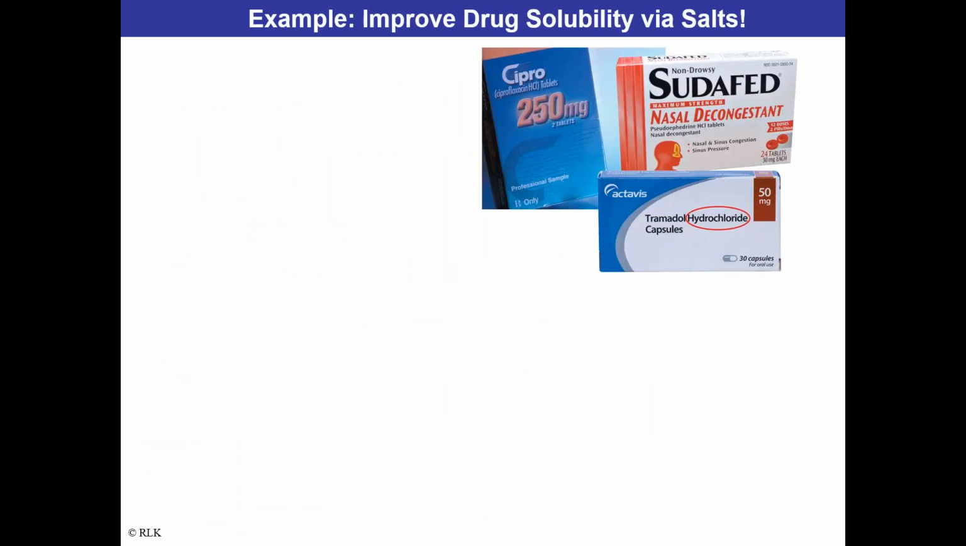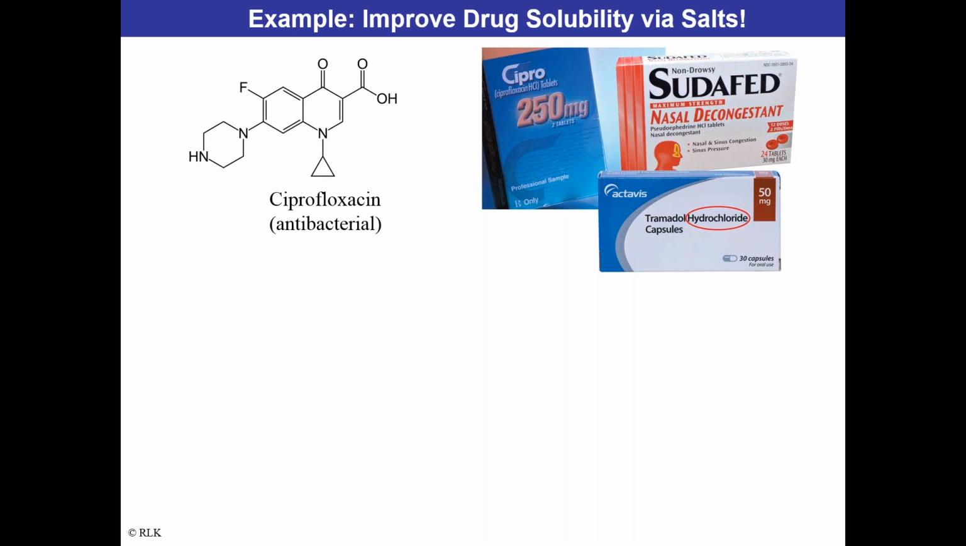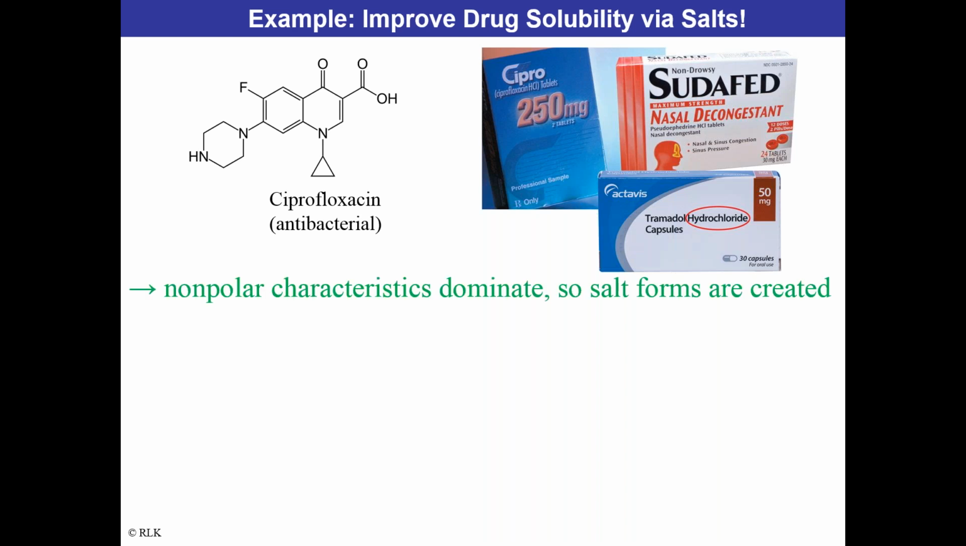One of the benefits here, and we talked about solubility in the previous part 2 of this webinar, is that if we want to improve drug solubility, you can do that by creating salts. So you have ciprofloxacin here, a pretty common antibacterial. Nonpolar characteristics dominate, and so if we want to have the best uptake and the best dissolution in the body, we can improve it by creating salts.